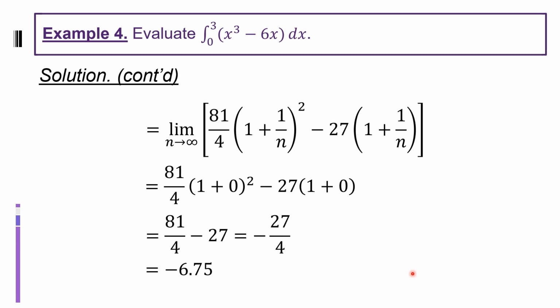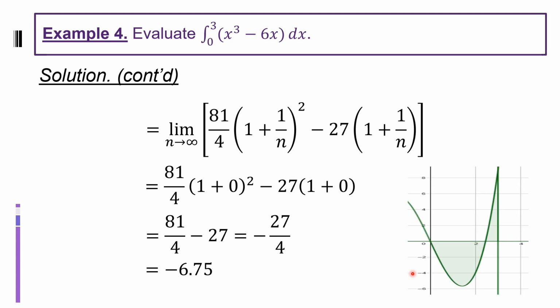So baka nagtataka kayo, di ba? Yung definite integral natin is considered as area. So bakit negative? Again, going back to the figure, this is interpreted as a net area or the difference between area 1 and area 2. And obviously here, mas malaki yung nasa baba. Kaya negative yung ating sagot.